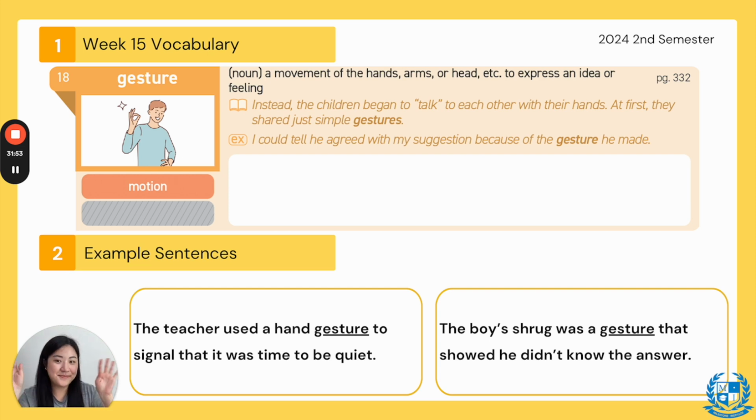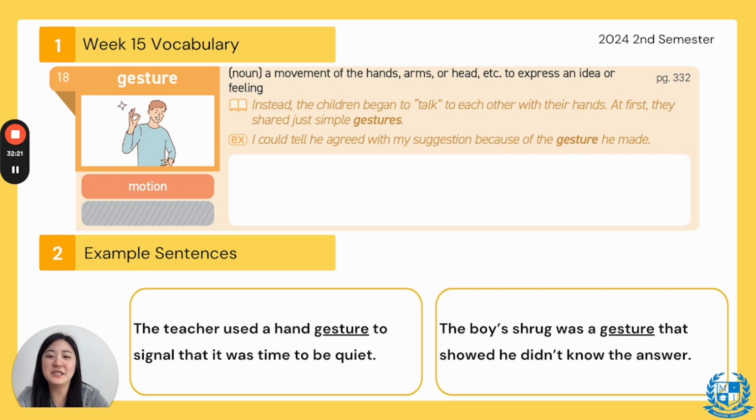Like, what would that mean? It would probably mean hi or bye. Or if I be like the picture above, usually this gesture means okay. Let's read the example together. 1, 2, 3. I could tell he agreed with my suggestion because of the gesture he made. Right? If we go like this, that means no, they don't agree. But if we go like this or like this, that means okay.